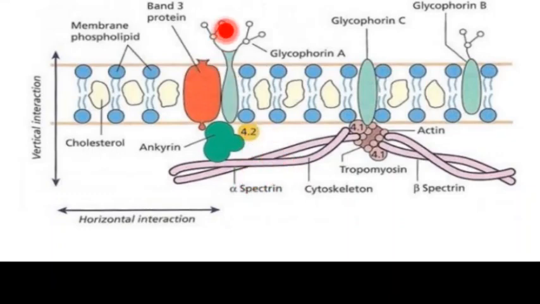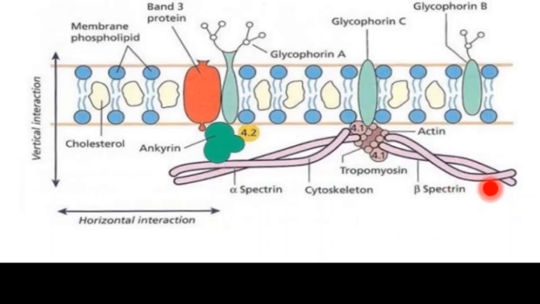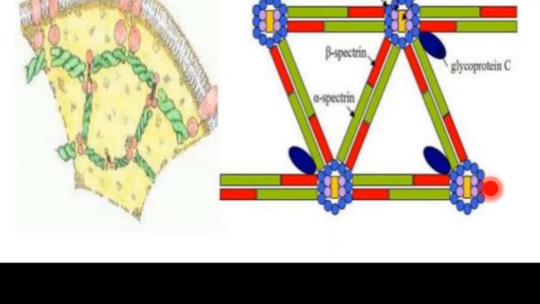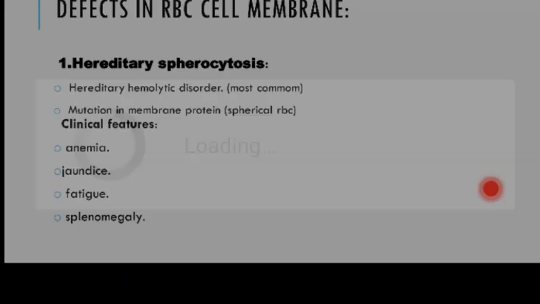and this is the extracellular side and this is the cytoplasmic side. And 4.2 helps to bind ankyrin to the band 3 protein and spectrin, and 4.1 binds with tropomyosin and actin. So next, in this slide you can see actin, tropomyosin, beta spectrin, alpha spectrin, and glycoproteins. In this slide you can see where the proteins are present in the membrane.